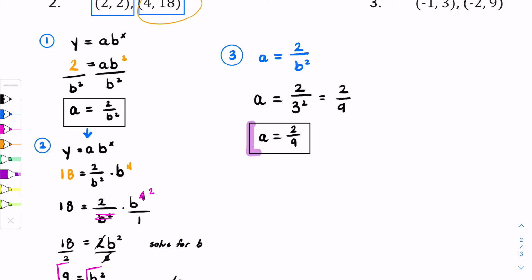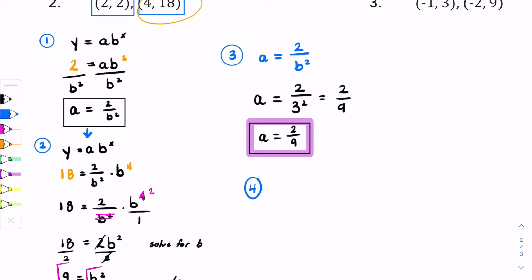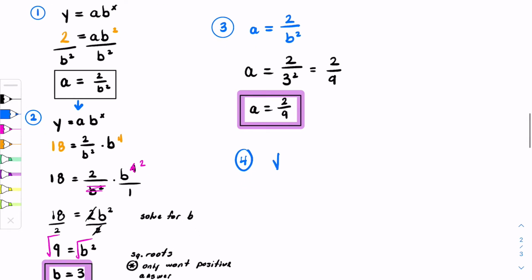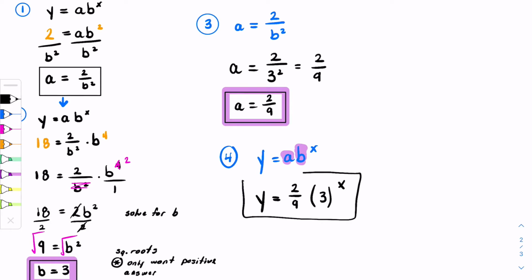To write our final answer, the only terms we want to include are the a and b value. For the fourth step, our final answer, y is equal to a times b to the power of x. We are only substituting in a value for a and the value for b, giving us y equals 2 over 9 multiplied by 3 raised to the power of x. Here is your final answer in exponential form.